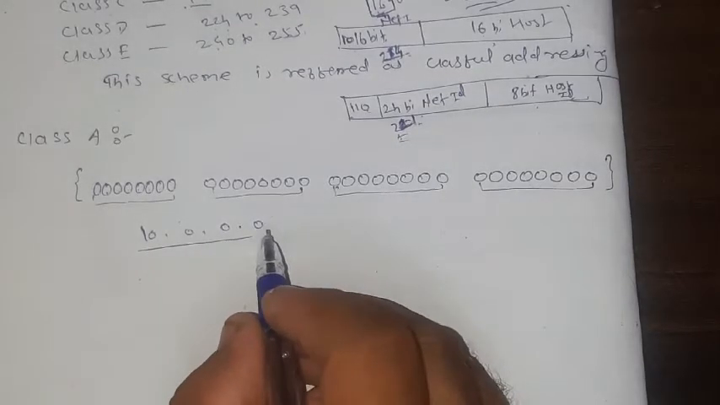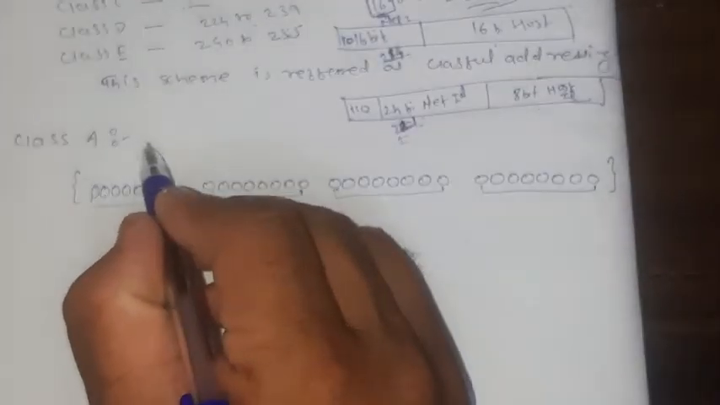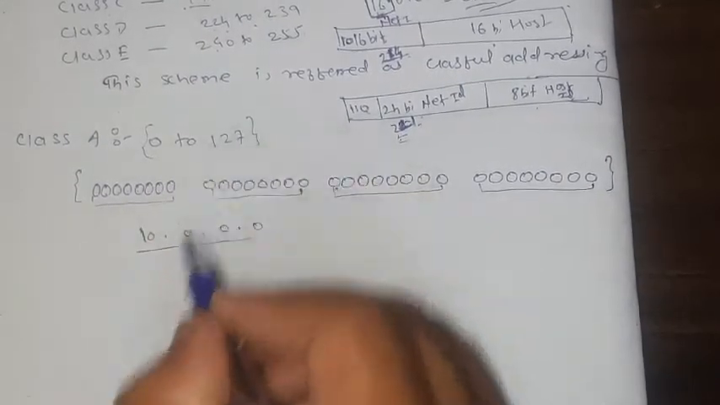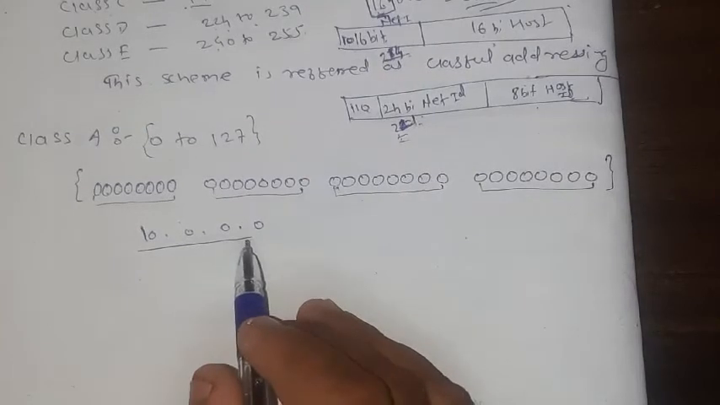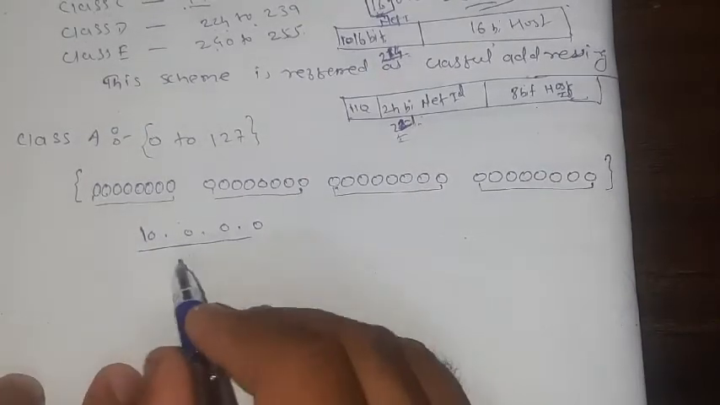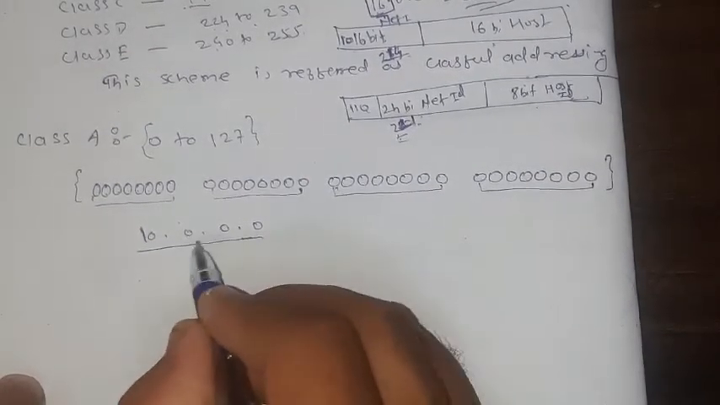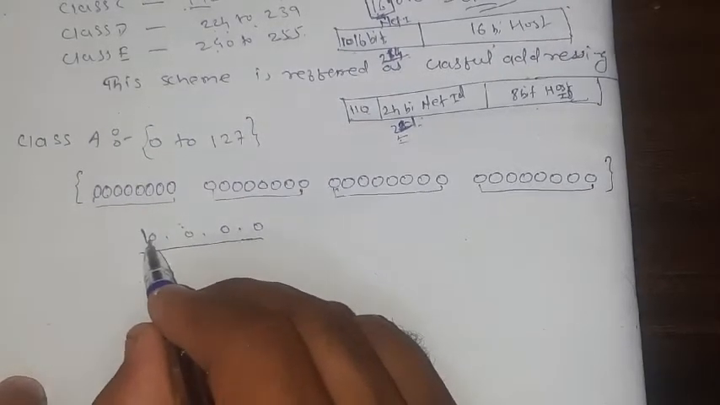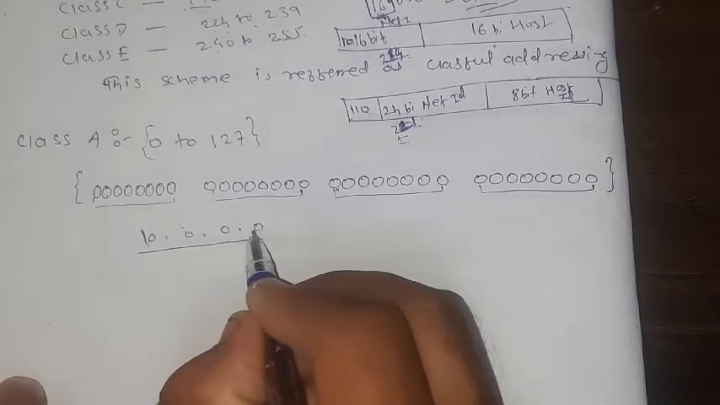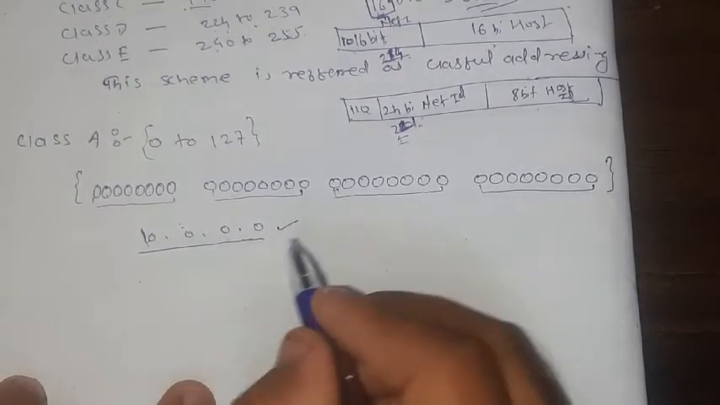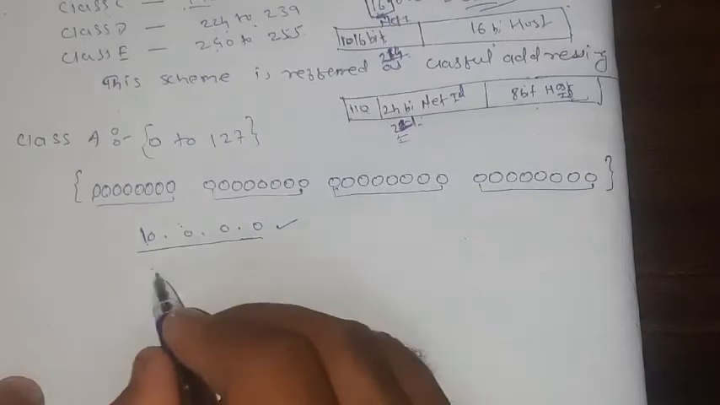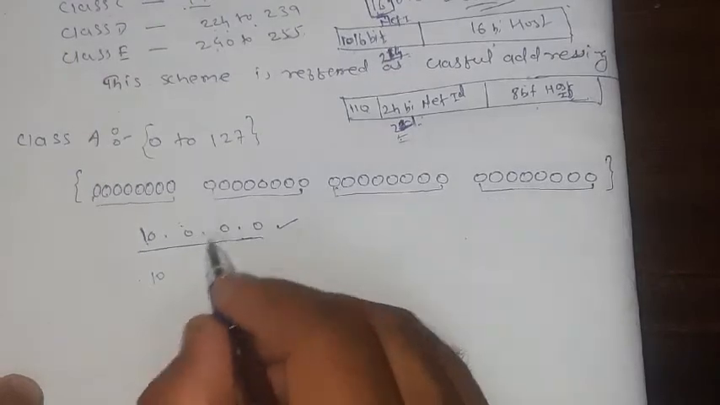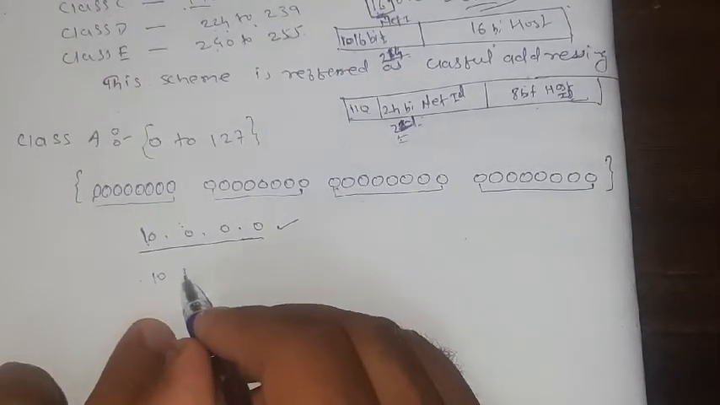It means the range of class A we already know, that is what? 0 to 127. So between 0 to 127 we can make any one. Okay, but keep in mind this IP address, which one? 10.0.0.0. This is the first IP address, and what is the last possible IP address? Suppose here 10. Assume these all are 1s.